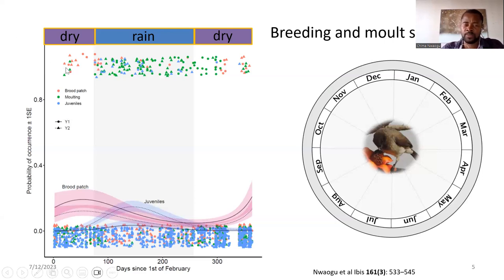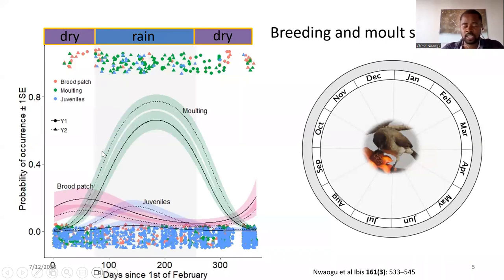We caught birds, checked whether they were breeding, checked whether they were molting. We found out that birds could breed at any time in the year, although there was a clear small peak just at the end of the dry season and around the beginning of the wet season. So, if you like, at that transition between the dry season and the wet season. But what was even more striking was the fact that despite this weak breeding seasonality, birds still molted at about the same time in the year.